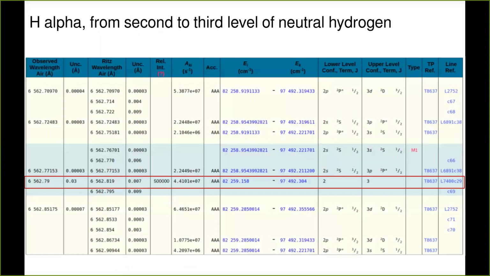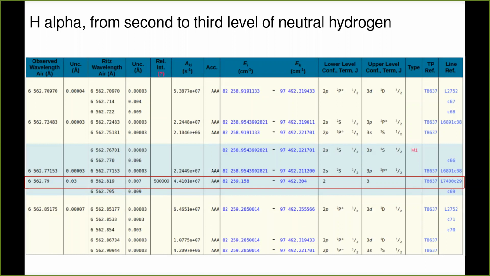Cool. So let's now go to the NIST webpage, type hydrogen 1, type the wavelength of H alpha, and if you do that, you're going to get this output here. And there is no one line, there are like 1, 2, 3, 4, 5, 6, 7, 8, there are a lot of lines. Why are there a lot of lines? Why is there not just H alpha?